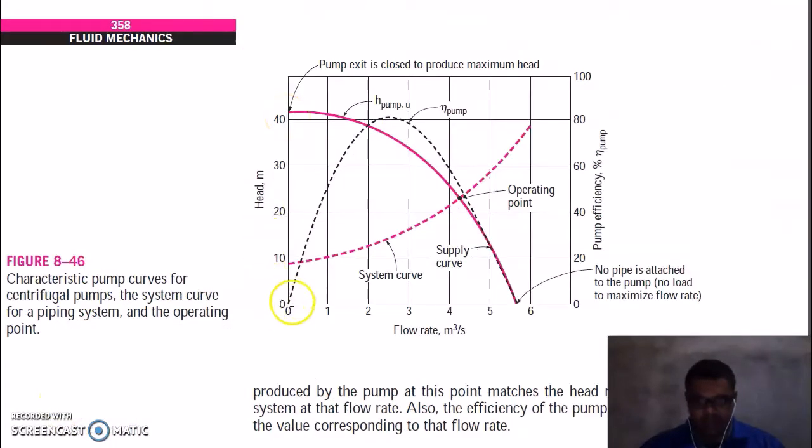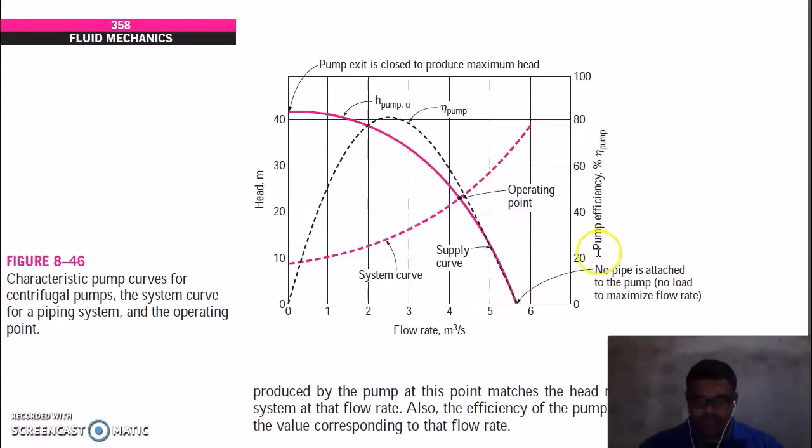When your flow rate is zero, the pump exit is closed and it produces maximum head. And when you open the flow and your flow rate increases, you can see in this direction your flow rate is increasing, and the head produced by the pump will decrease. And at the maximum flow rate, the pump will not produce head. This means no load. So no pipe is attached to the pump, there is no load, and the flow rate is maximum.